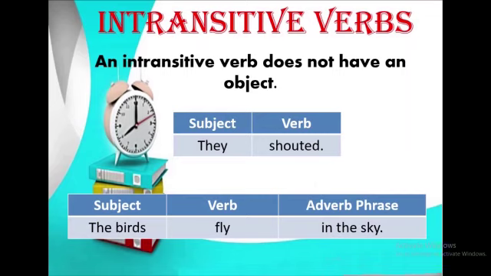Here is another example. The birds fly in the sky. So here the verb is fly. After that there is a phrase. But that phrase is not giving the answer of what, whom, for whom, or to whom. Rather, it is giving the answer of the question where. So it is an adverbial phrase. It's not any sort of object. So fly in this sentence is an intransitive verb.